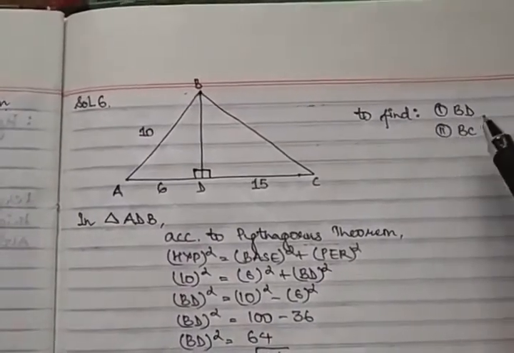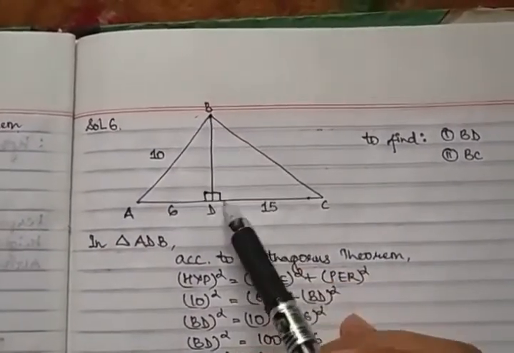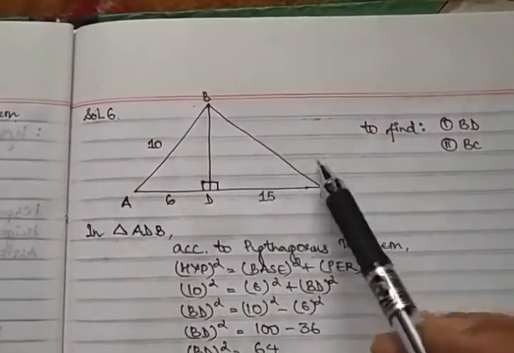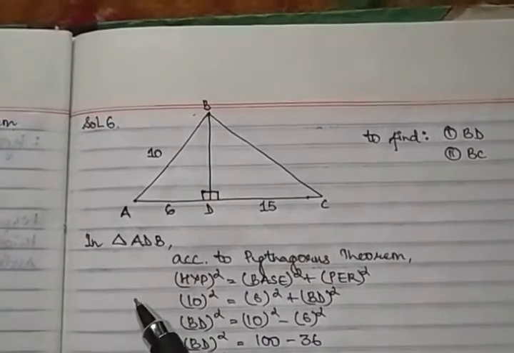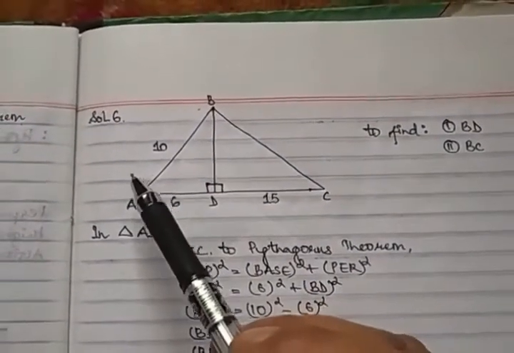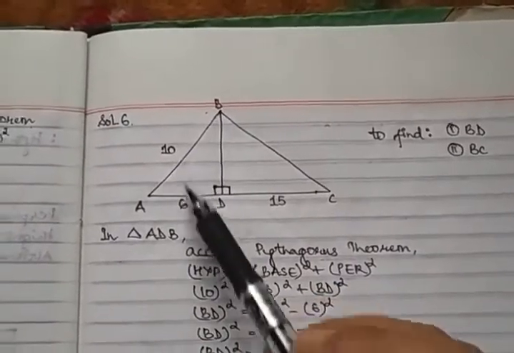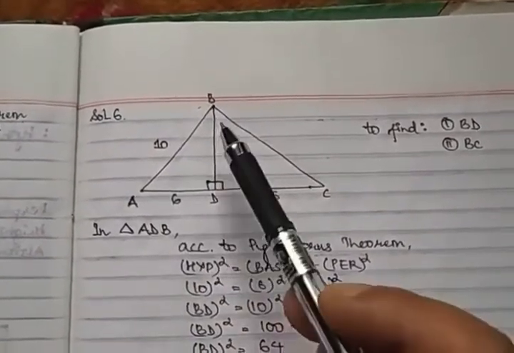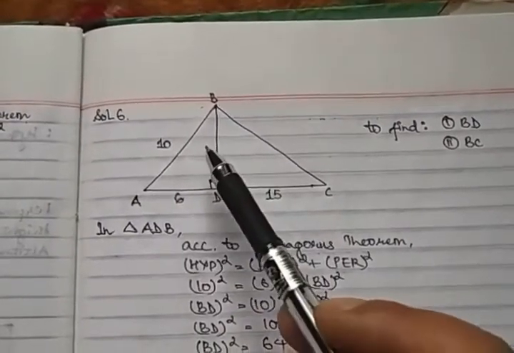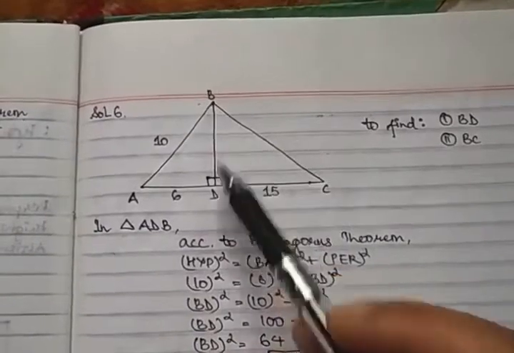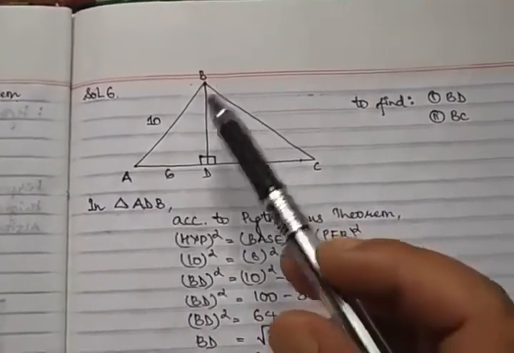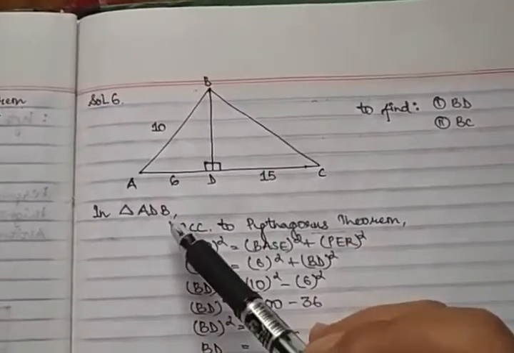Now what we need to calculate is BD and BC. BD means this one. That is, we need to find the perpendicular as well as BC, the hypotenuse of one of the triangles, isn't it? So first of all, let's take this triangle. Why? Because two sides were already given. We need to calculate BD, and BD is a common side for both the triangles. So after we calculate BD, it will be easier for us to calculate BC if we take this triangle. That is why I have taken the first triangle first, in triangle ADB.